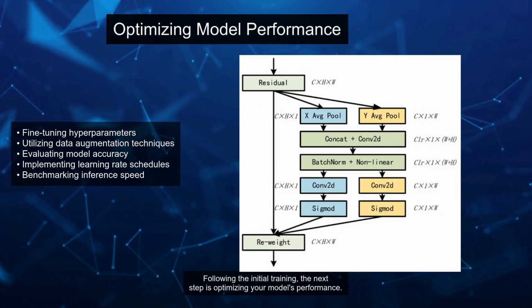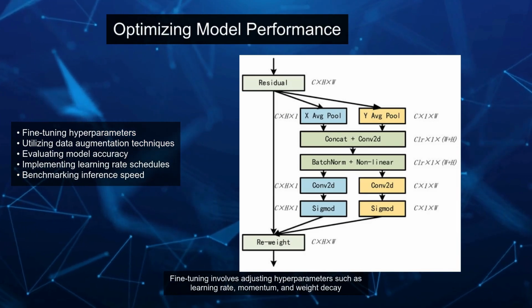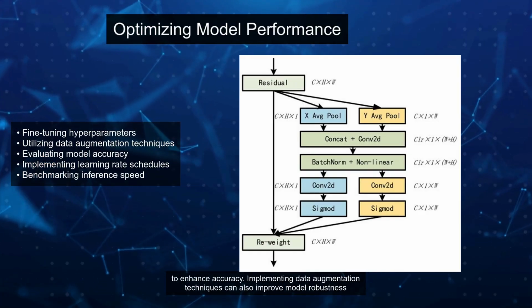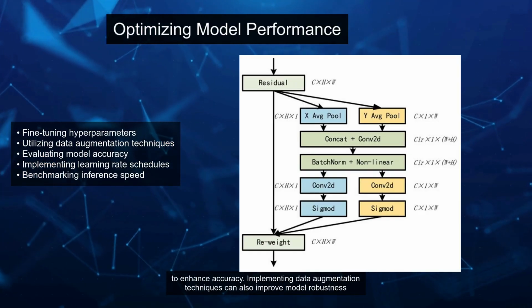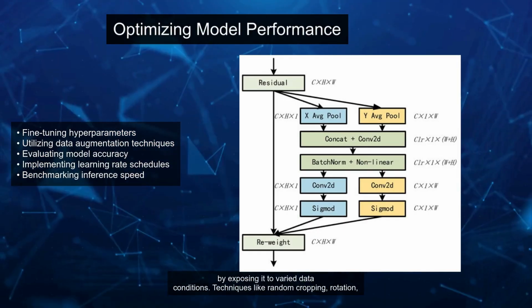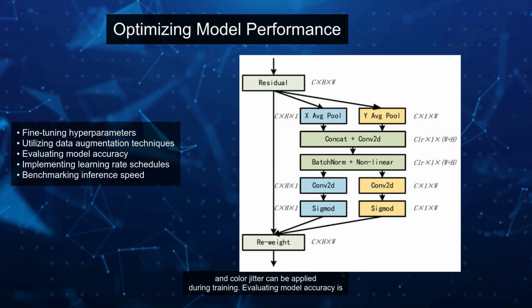Following the initial training, the next step is optimizing your model's performance. Fine-tuning involves adjusting hyperparameters such as learning rate, momentum, and weight decay to enhance accuracy. Implementing data augmentation techniques can also improve model robustness by exposing it to varied data conditions. Techniques like random cropping, rotation, and color jitter can be applied during training.